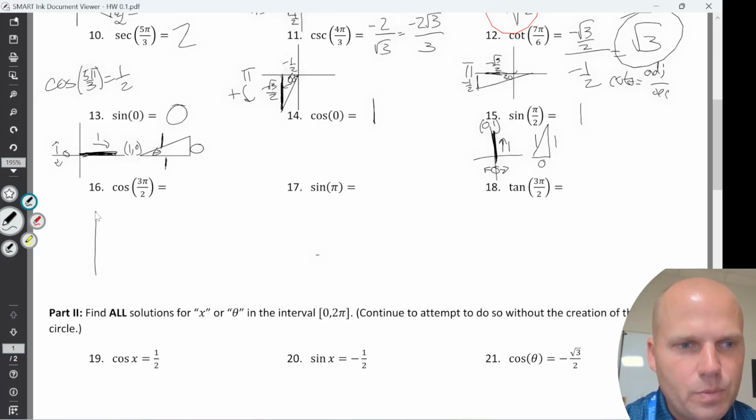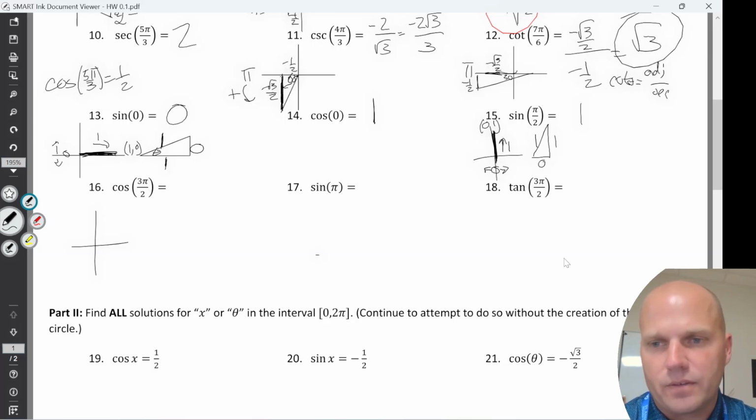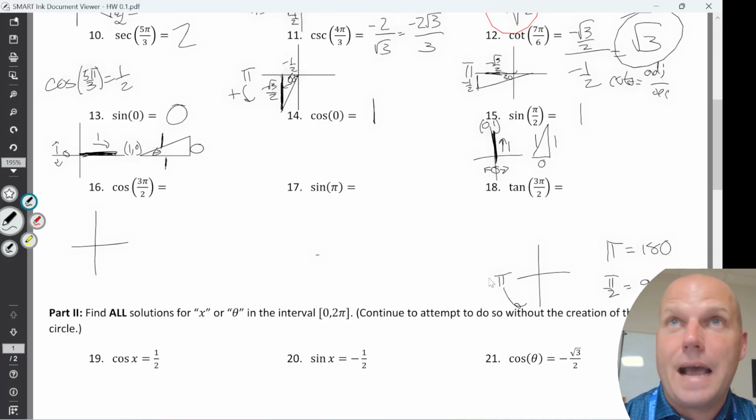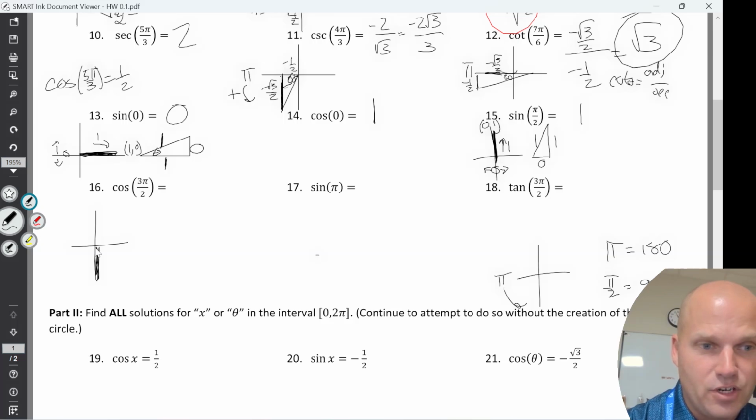Cosine of 3 pi over 2. What is 3 pi over 2? And I forgot about pi over 2. What is pi over 2? We'll think about if pi is 180. Pi divided by 2 is 90, which means pi plus pi over 2. Oh, now it's 2 pi over 2 plus pi over 2, 3 pi over 2. So that's 90 degrees more than pi, or 90 degrees less than 2 pi.